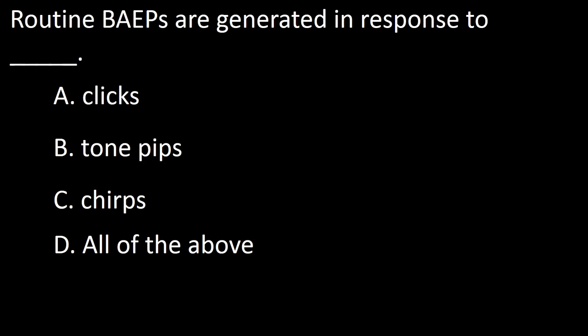Next question. Routine brain auditory evoked potentials are generated in response to dash. A. Clicks, B. Tone pips, C. chirps, D. all of the above. Brainstem auditory evoked potentials can be triggered by clicks. Clicks can contain many frequencies. Such clicks are classified as broadband or unfiltered clicks.